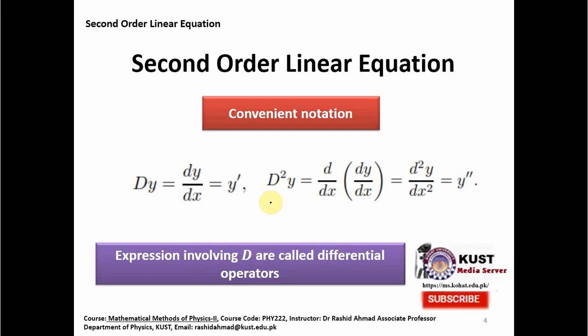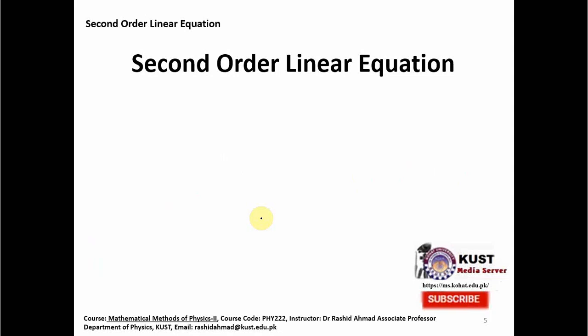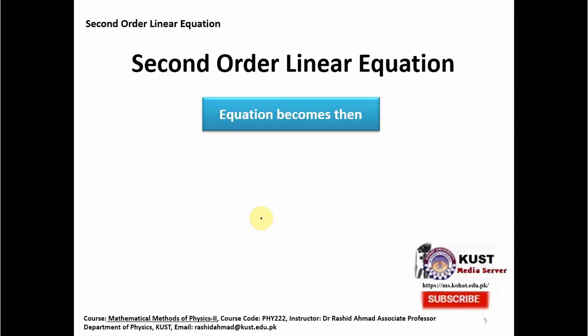will become an algebraic equation, and the expressions involving d are then called differential operators. So this is a differential operator, and this as well is a differential operator. Whenever we change the notation, we call these expressions differential operators, and using them, our second order linear differential equation becomes of this form: d square y plus 5dy plus 4y is equal to 0, which just looks like an algebraic expression, and we can solve it very easily.